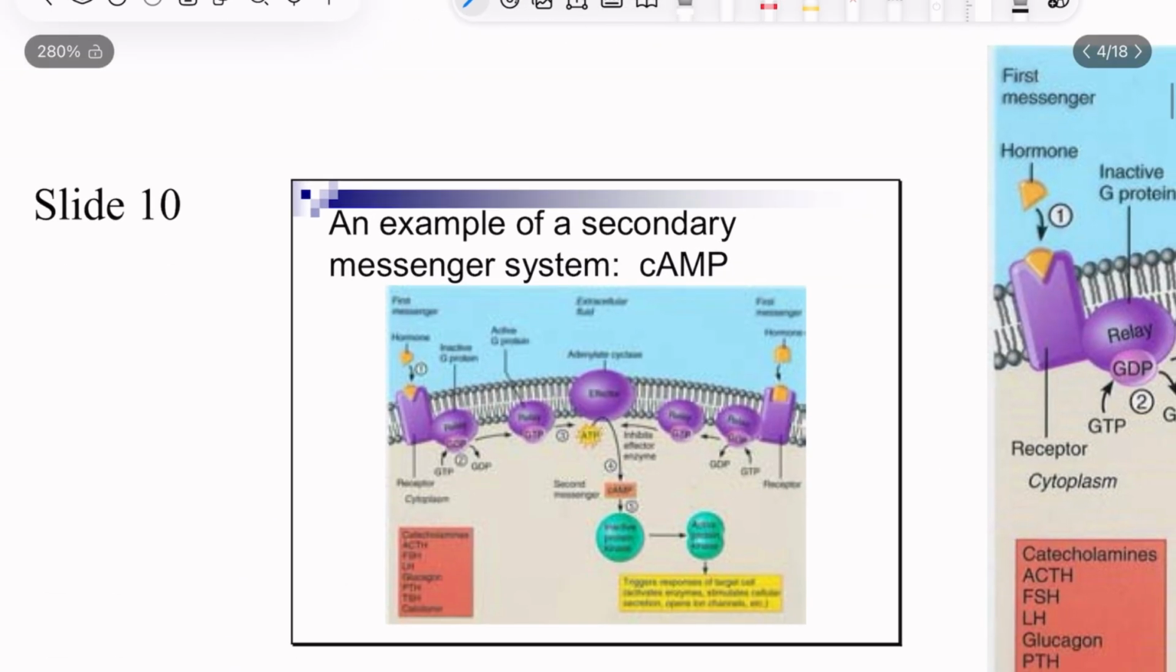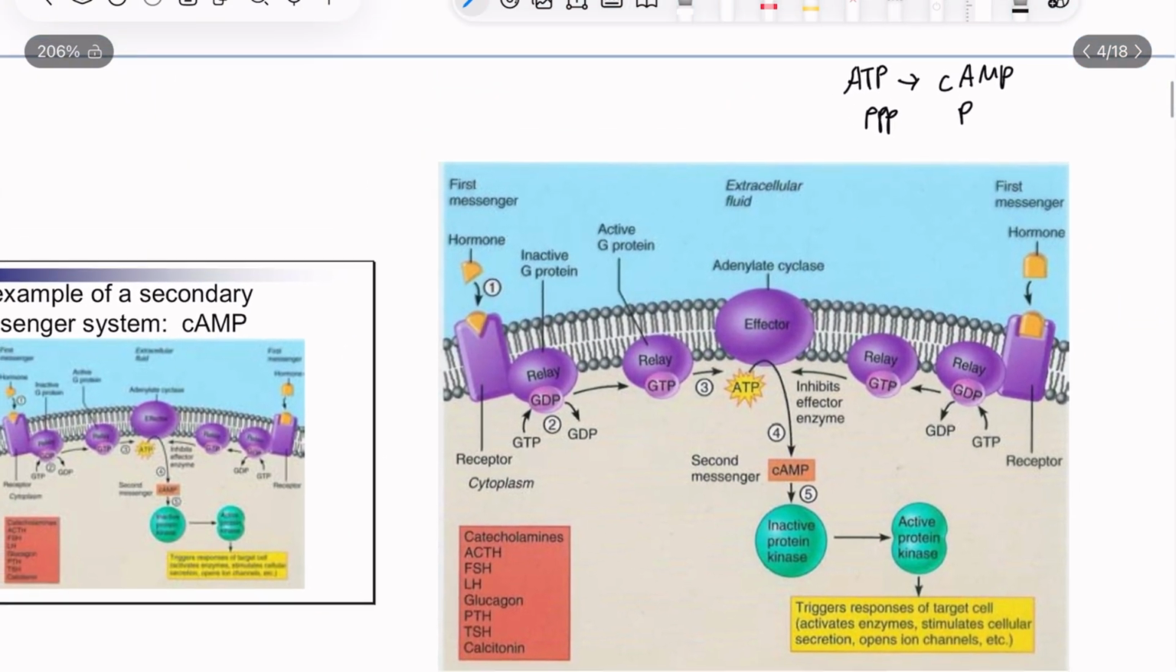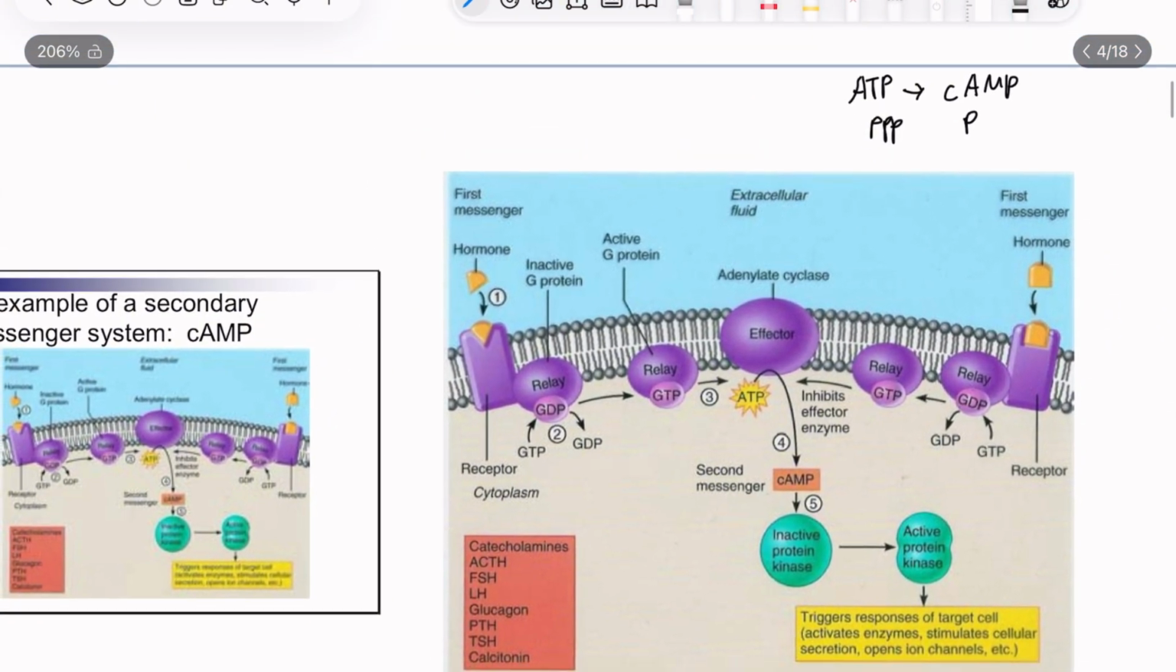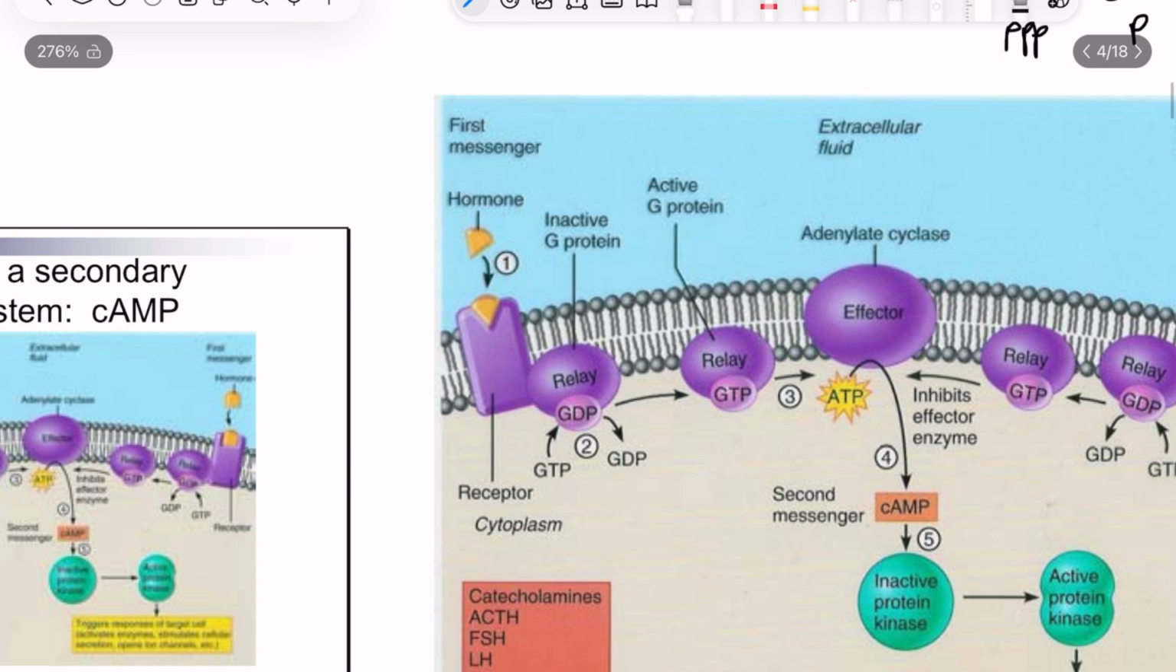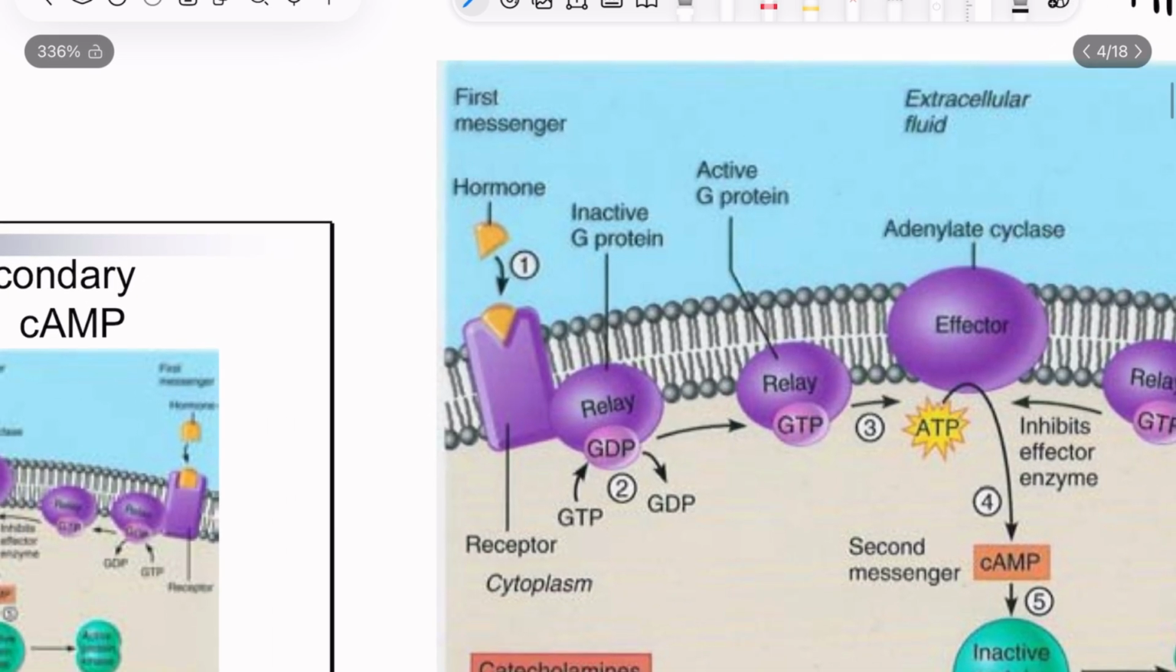An example of a secondary messenger system: cAMP. This image illustrates signal transduction, using the example of how a hormone, or the first messenger, triggers a cascade of events inside a cell via a secondary messenger like cyclic AMP. So here's the step-by-step breakdown of what's going on. First, we have a hormone, the yellow here, as the first messenger, which binds to a specific receptor on the cell membrane, which is this purple right here. This activates the receptor.